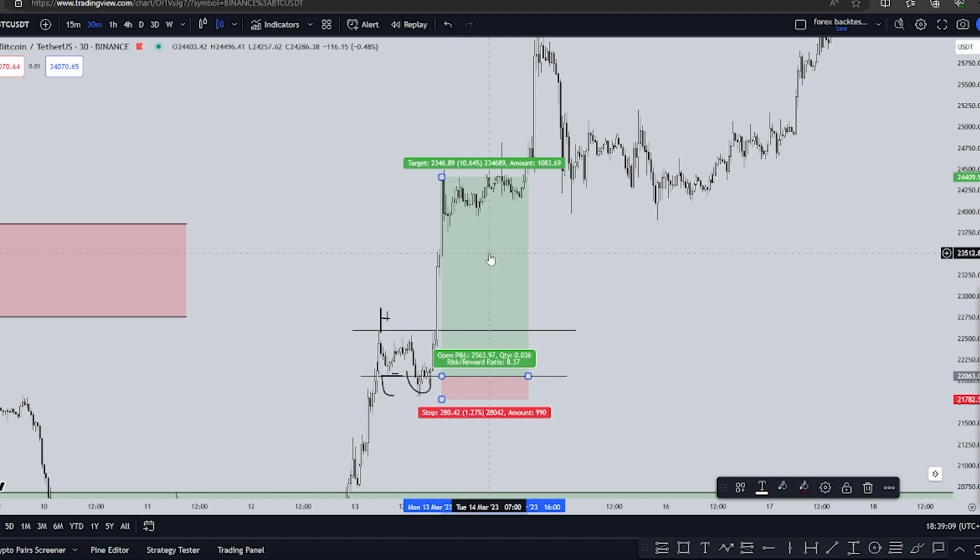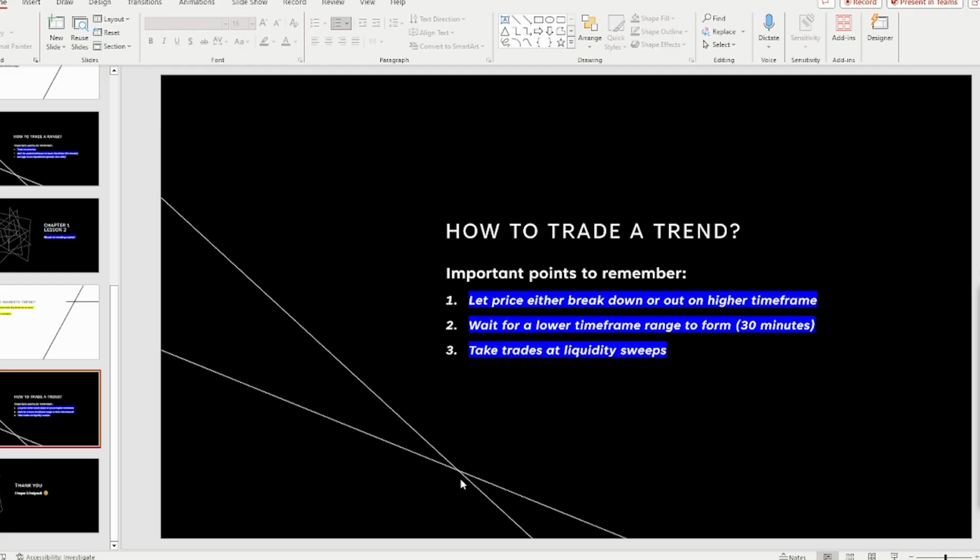We are getting 8 hours, but we won't get the perfect entry every time, so it would be a 6 to 7 hour trade. So these are the examples of trend trading.